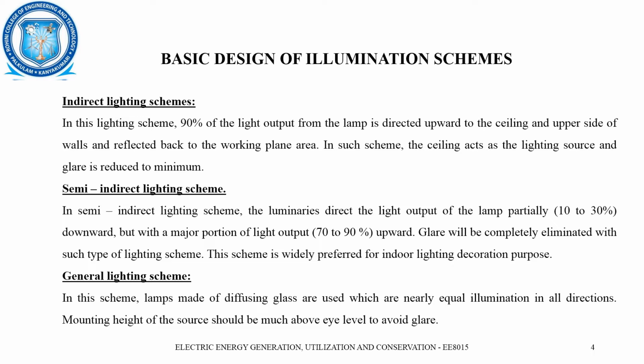In the semi-indirect lighting scheme, the luminaires direct the light output of the lamp partially, that is 10 to 30 percent downwards and 70 to 90 percent upward. I mean, a larger percentage is directed upward. That's the meaning. Glare is completely eliminated with this type of lighting, and it can preferably be used for indoor lighting decoration purposes.